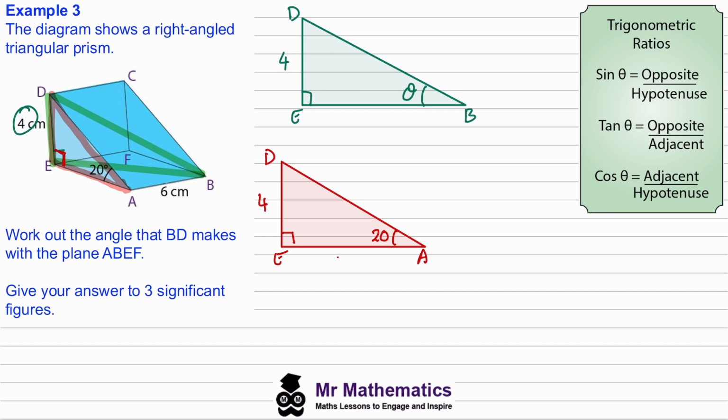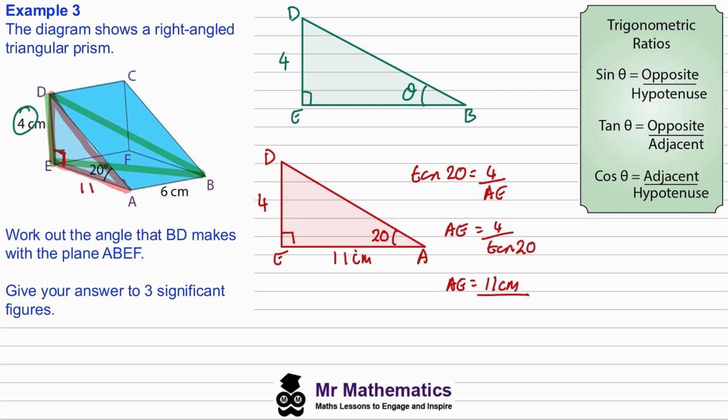So we're trying to work out the adjacent of this triangle, which means we're going to use tan. So the tan of 20 will be the opposite over the adjacent. We'll move the A to E to the other side and divide both sides by the tan of 20. So A to E will be 11 centimeters. So I'll label this as 11.